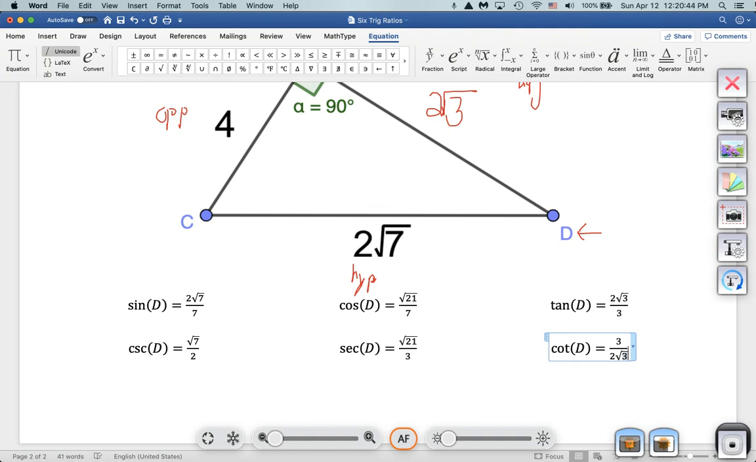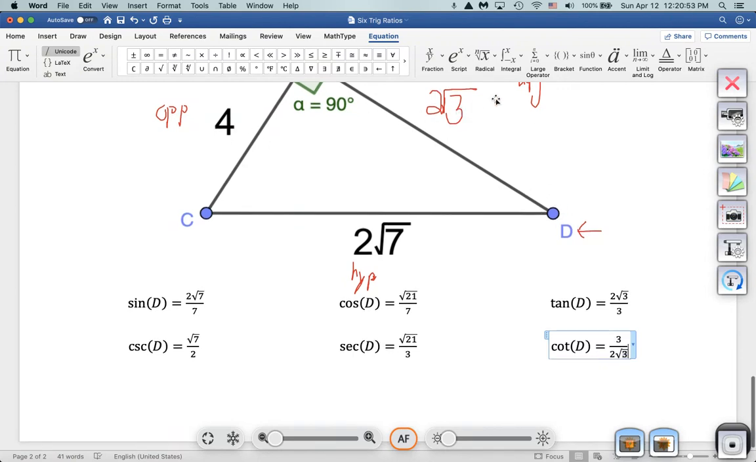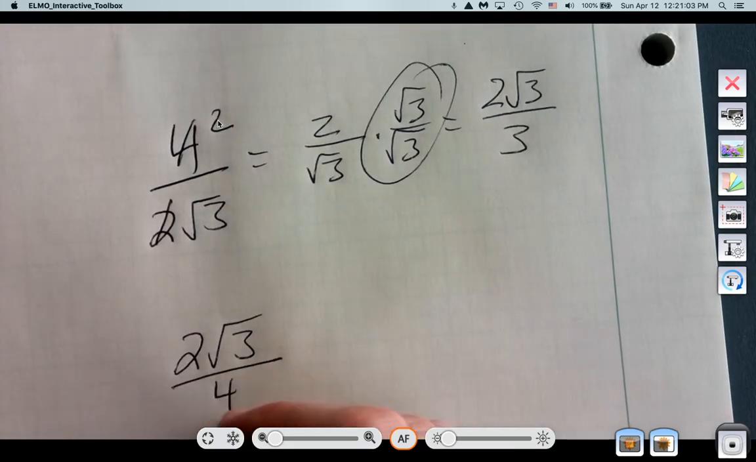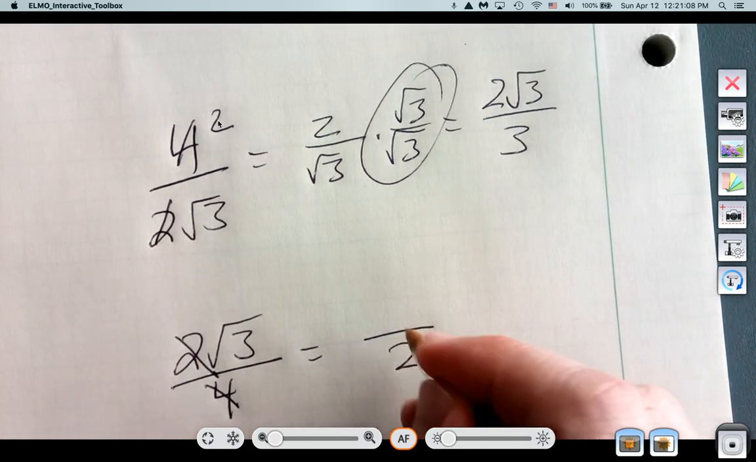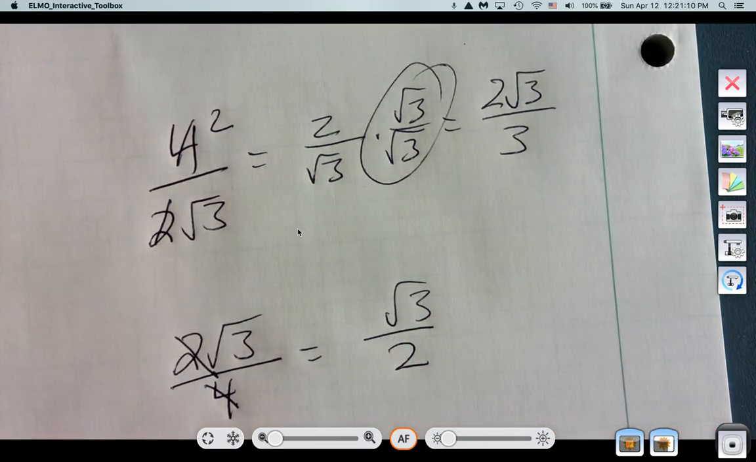Let's go back to the original, or in other words, just remember that the cotangent isn't opposite over adjacent. It's adjacent over opposite. Adjacent is 2 square roots of 3. That's this side here. Opposite is 4. So I get 2 square roots of 3 over 4. 2 goes into 4 twice. And so it's just the square root of 3 over 2.